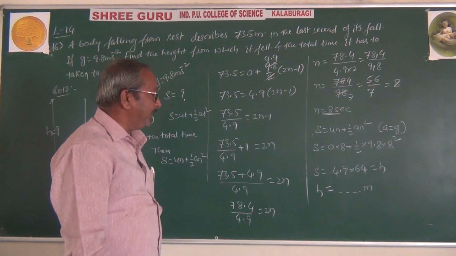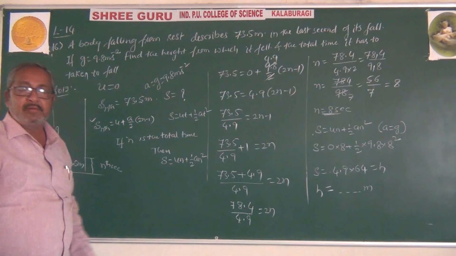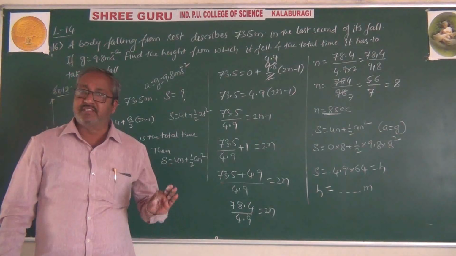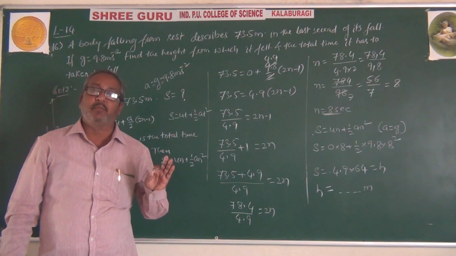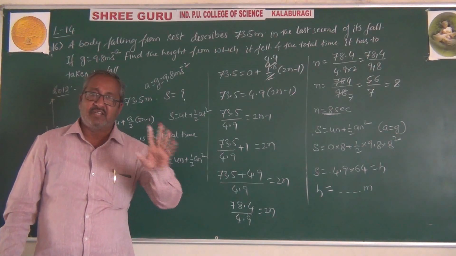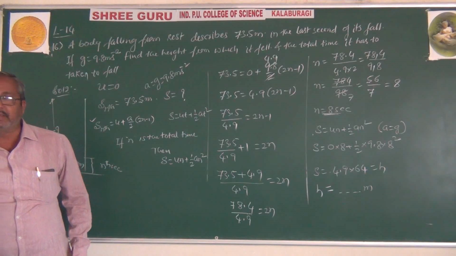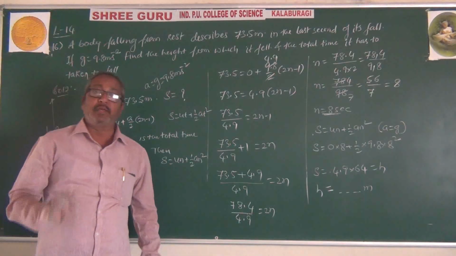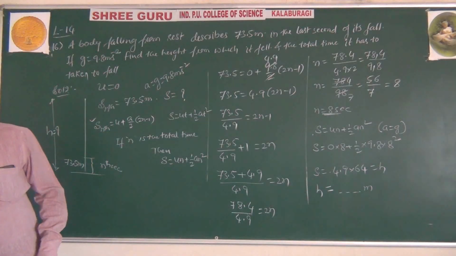So we completed a total of 16 numericals in this topic, and we also completed the theory part, and this completes your motion of a body along a straight line. After this we will go for the next topic, that is motion of a body in a plane, and that will continue in the next classes. Okay, thank you.